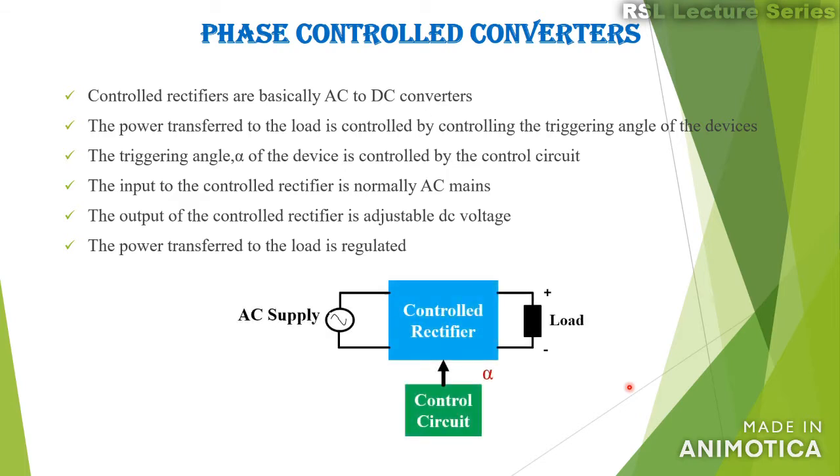This is a circuit diagram for the phase controlled converter. Here the AC supply is the input given to the controlled rectifier. The output obtained across the load is an adjustable DC voltage. The DC voltage can be adjusted by varying the triggering angle or firing angle of the semiconductor device. Alpha is defined as the firing angle. Here this firing angle can be controlled by using the control circuit.